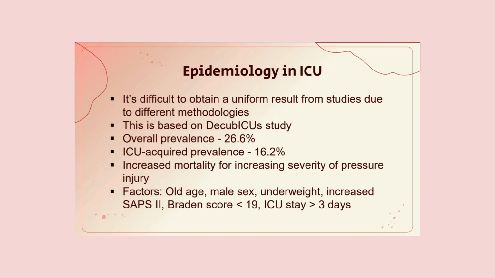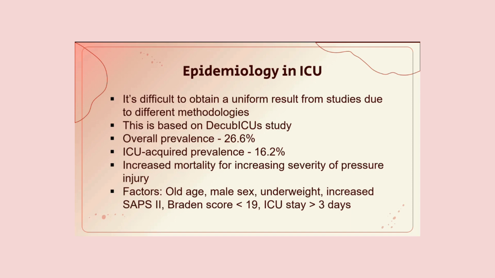Coming to the epidemiology of pressure ulcers, it's actually difficult to obtain a uniform result from all the studies because the methodologies differ from one to the other, and the denominators and the numerators differ. So it's difficult to get a uniform figure. This is based on DCube ICU studies. The overall prevalence of pressure ulcer in ICU is 26.6 percent. In that, 16.2 percent of pressure ulcers are ICU acquired.